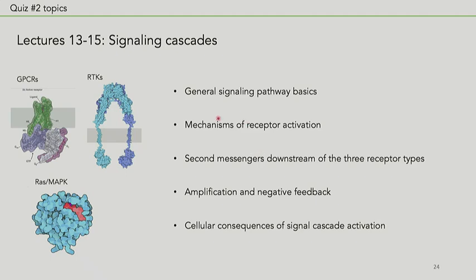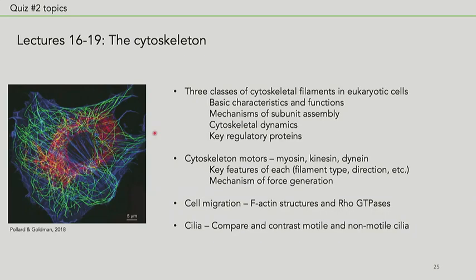This is not meant to be exhaustive, but just to orient you to the themes we talked about. We talked about how signaling cascades are organized. That's an important thing to know about. We talked about how receptors are activated by extracellular signals. We talked about the key second messengers found in particular signaling cascades, which is also a great thing to know about. And we also talked about some of the downstream consequences of signal cascade activation. And then within the cytoskeleton, we discussed the three main classes and how their dynamics are regulated, how they're polymerized from subunits. Those are great things to know about.